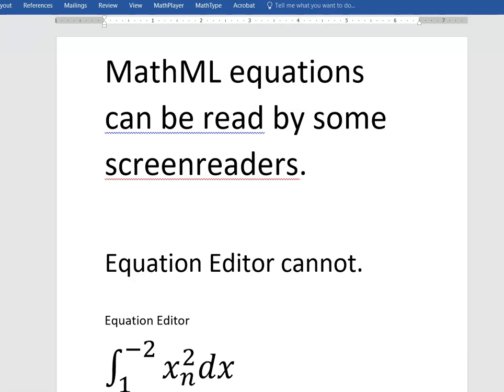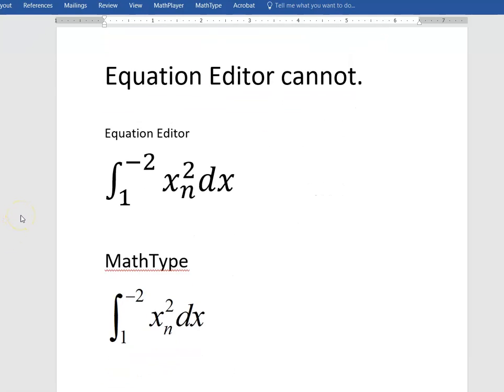So why are we so picky about this? MathML equations can be read by some screen readers, whereas equation editor cannot. MathML is our math markup language that is part of the world we live in for accessibility with our math. For an example of how this works, we're going to have the screen reader read the equation editor version and then the MathType version.